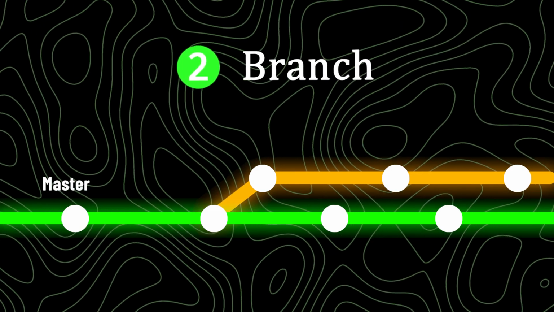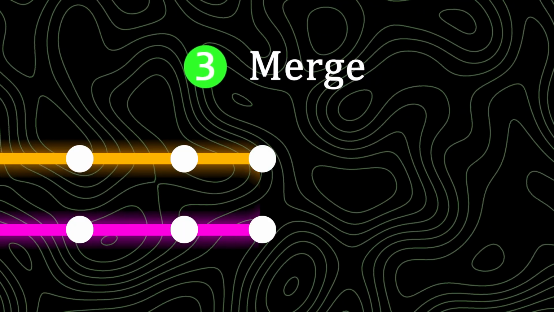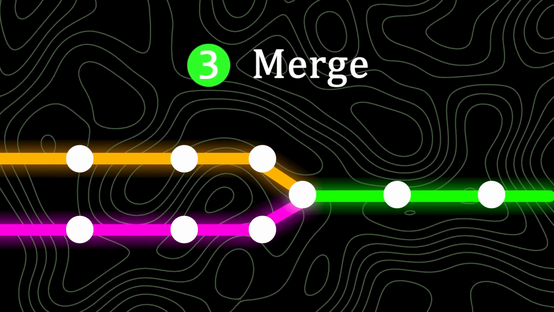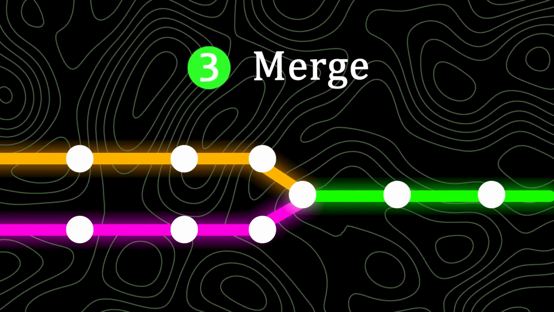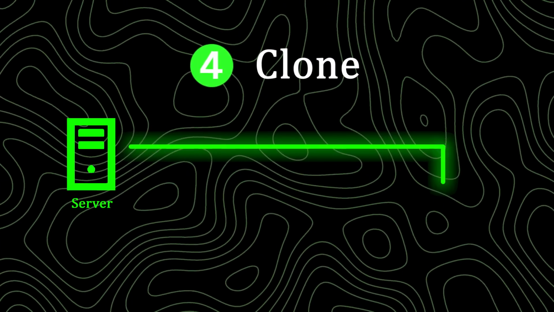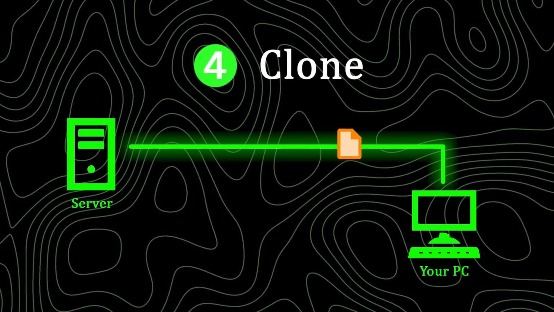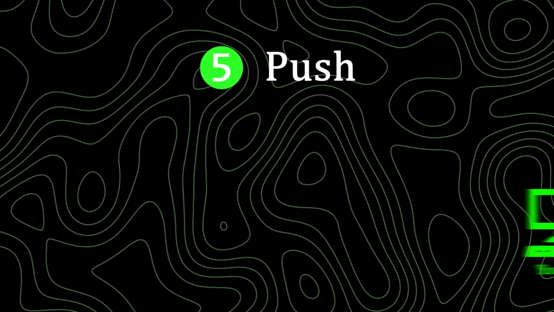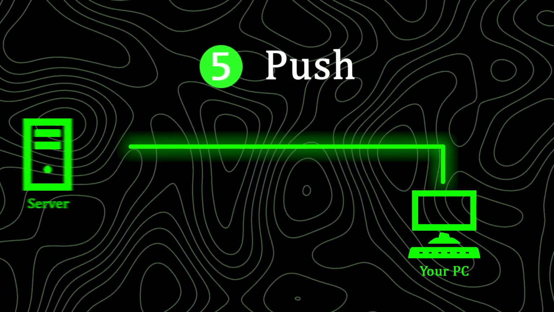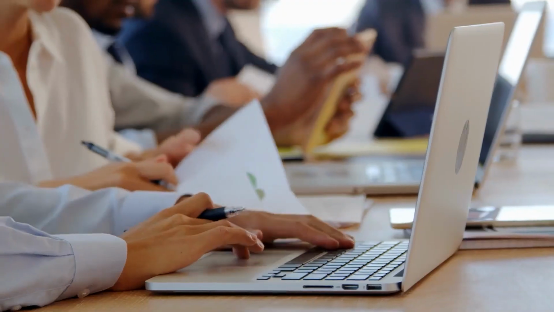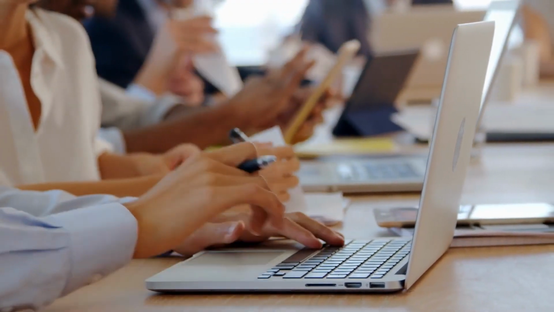affecting the main project. 3. Merge. This is how you combine changes from different branches. Sometimes, if two people change the same line of code, you might encounter a conflict that you'll need to resolve. 4. Clone. When you clone a repository, you're creating a local copy on your computer. This lets you work offline while still having access to the full project. 5. Push. After making changes locally, you can push your commits to the remote repository so others can see your updates. Now, let's get started with installing Git.